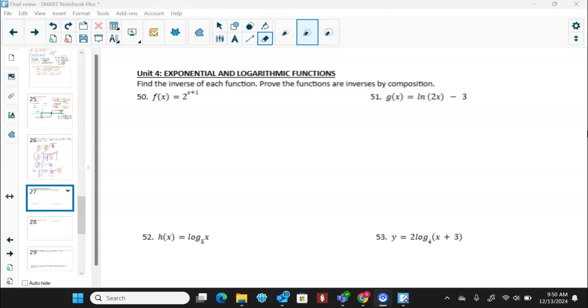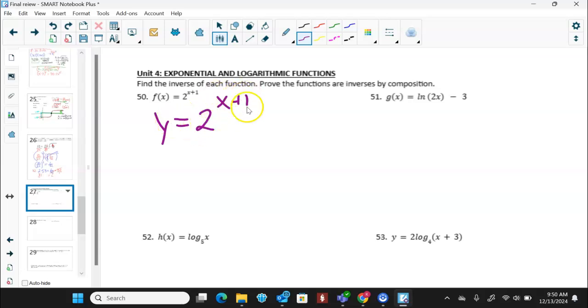All right, question 50. Here it's saying find the inverse of each function, prove the functions are inverses by composition. Remember that inverse is when x switches with a y. So f of x represents a y, so first I'm going to write it this way. Anytime you see the word inverse, x becomes a y and y becomes an x, okay?